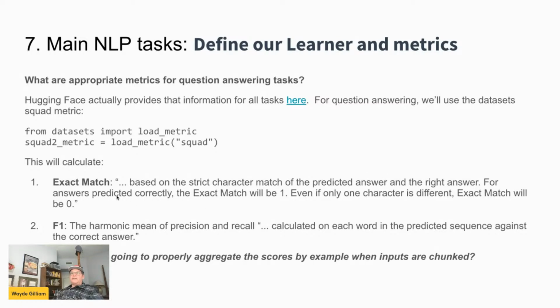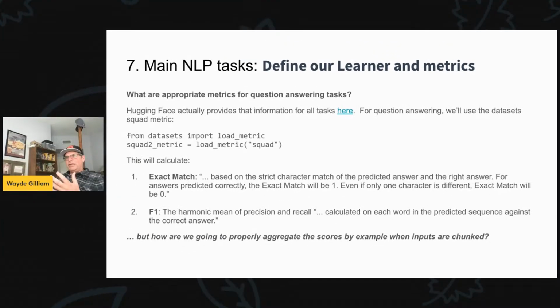The other one it's going to calculate for us is the F1 score. And again, that's the harmonic mean between precision and recall, so it balances both of those metrics out. It's going to calculate that based on each word in the predicted sequence against the correct answer. So here's our question: as fastai developers, how are we going to properly aggregate the scores by examples when the inputs are chunked?